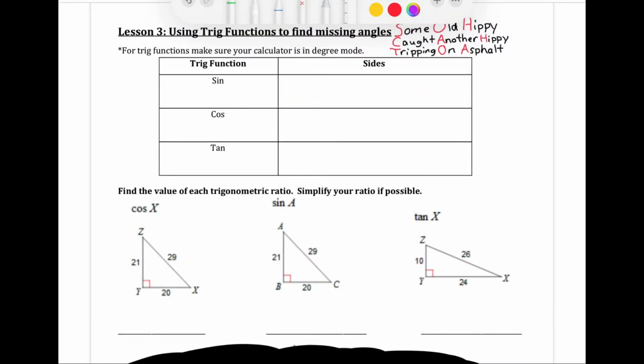Hey guys, so in this video I am going over lesson 3 in unit 6.